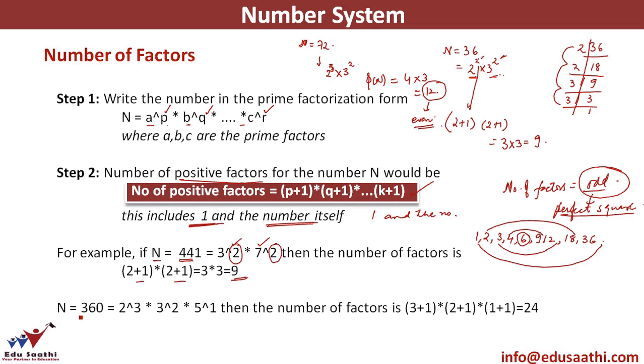Another number that I take, 360, is again written in the prime factorization form as 2 cube, 3 square and 5 raised to power 1. So the number of factors would be (3 plus 1) into (2 plus 1) into (1 plus 1), giving me an answer of 4 into 3 into 2, which is 24. So there are 24 positive factors, including 1 and the number itself. Including everything, there are 24 positive factors that I have.